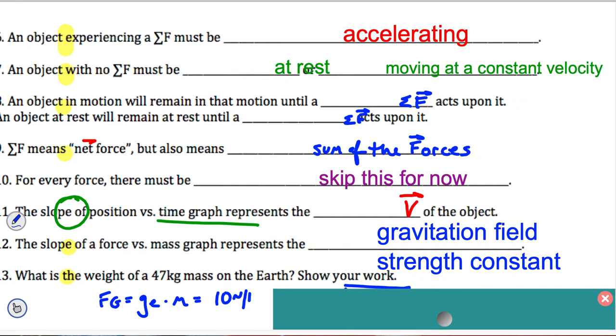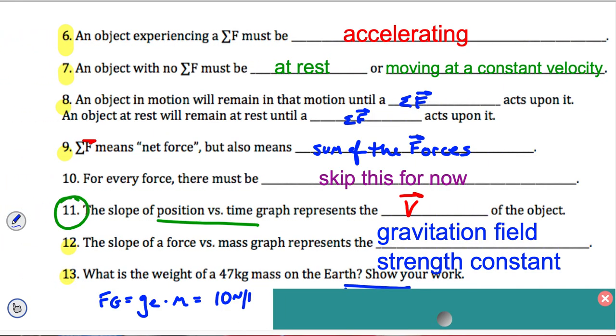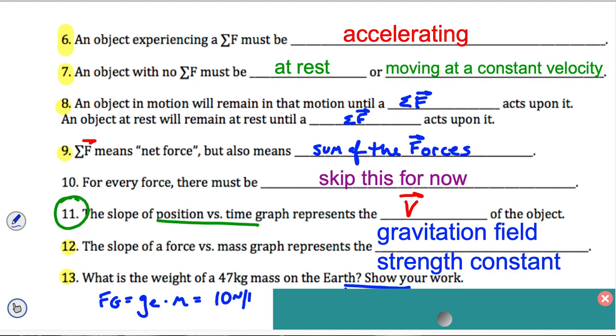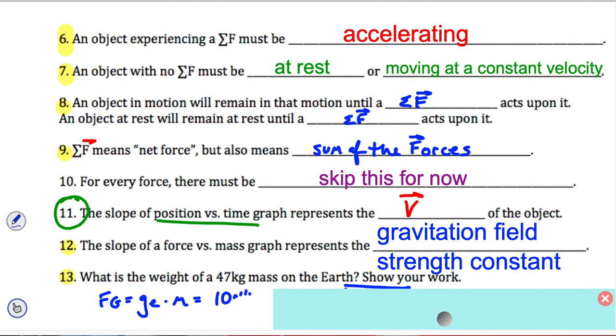And then lastly, whoops, I can't see where to click that. All right, here we go. How do you find the weight of a 47 kilogram mass on the Earth? Show your work. The first thing you would want to do, let's see, I need this button.